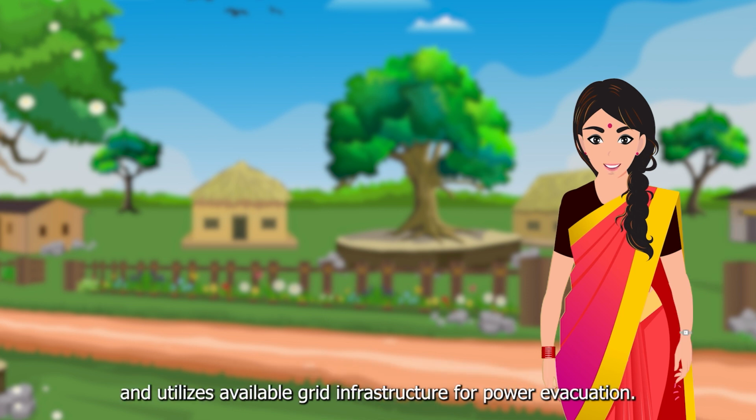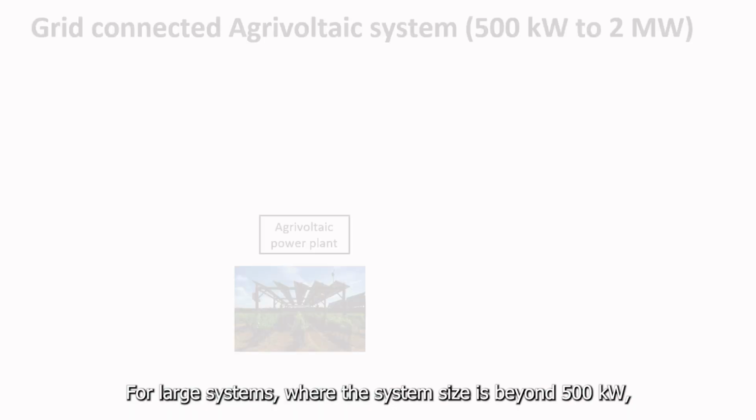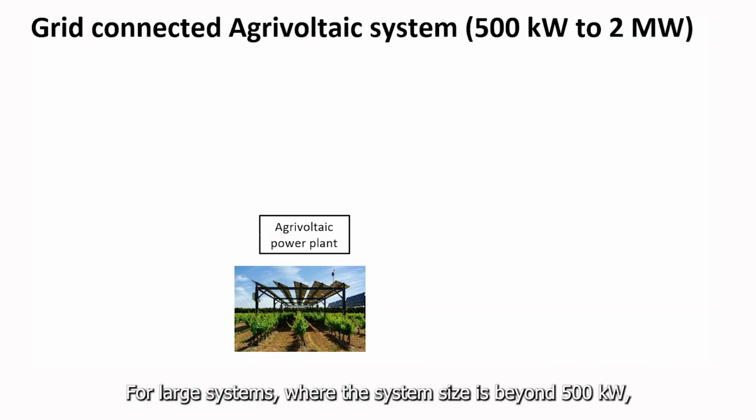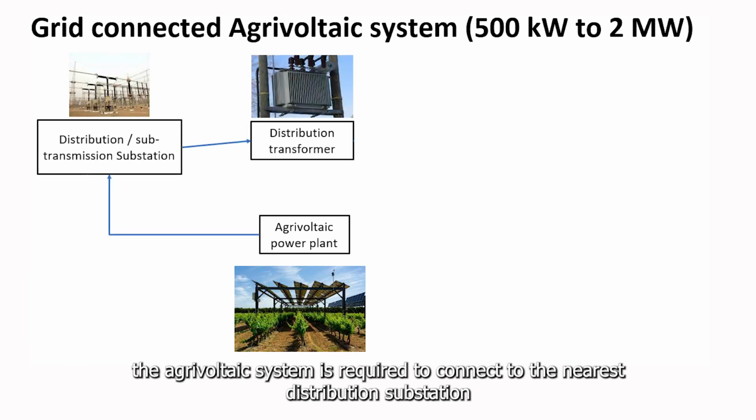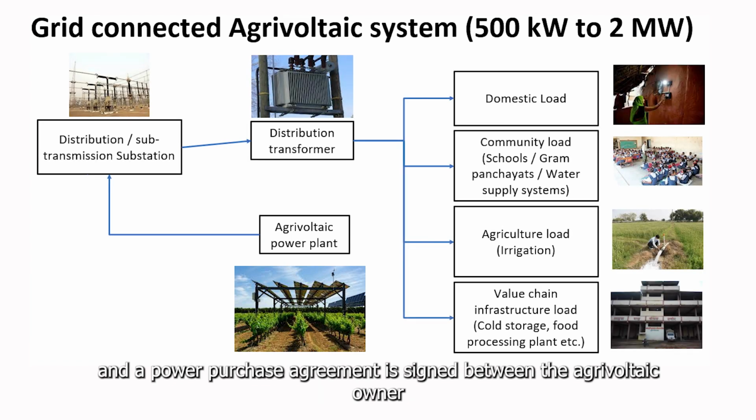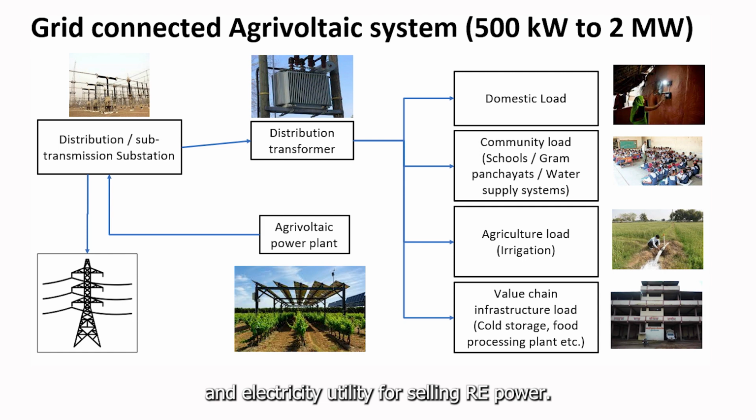The system negates the requirement of expensive battery storage system and utilizes available grid infrastructure for power evacuation. For large systems, where the system size is beyond 500 kilowatts, the agrivoltaic system is required to connect to the nearest distribution substation and a power purchase agreement is signed between the agrivoltaic owner and electricity utility for selling renewable energy power.